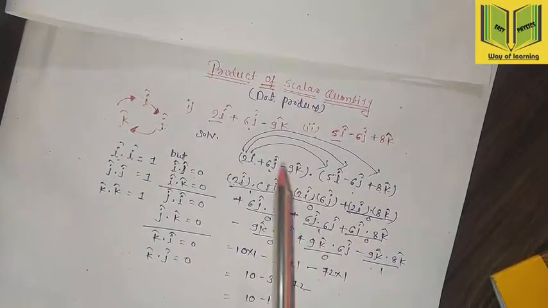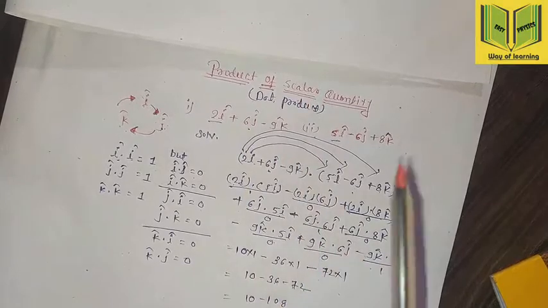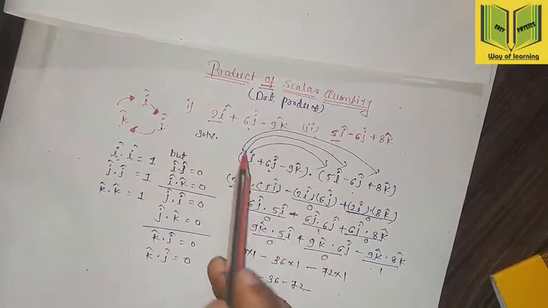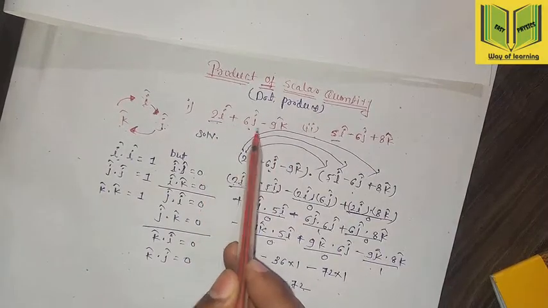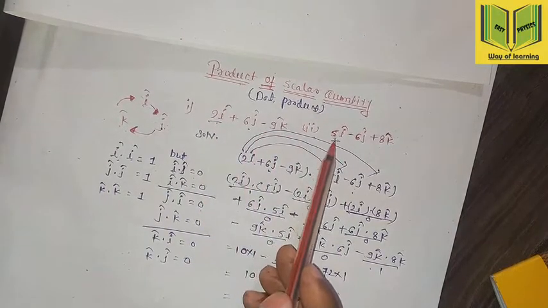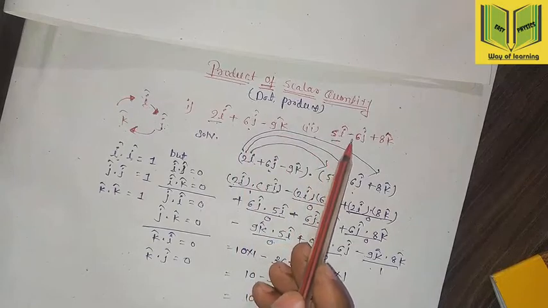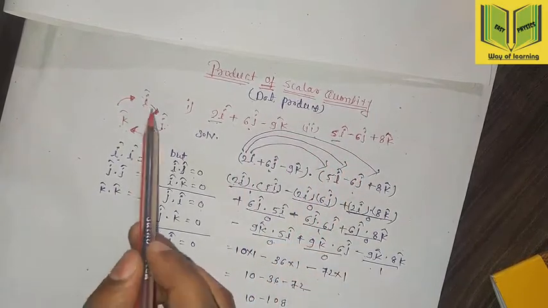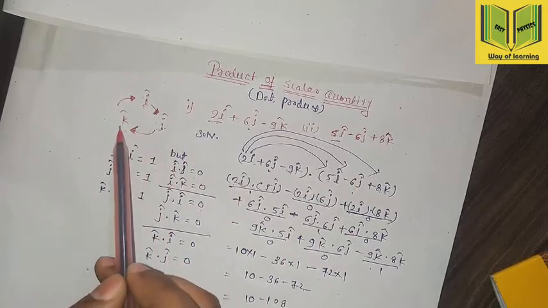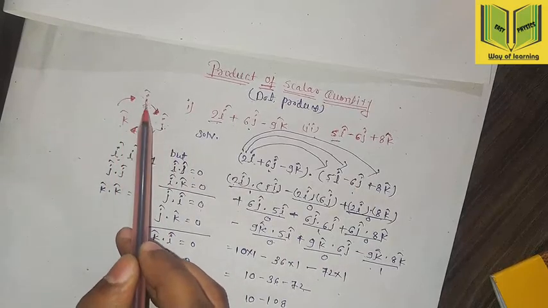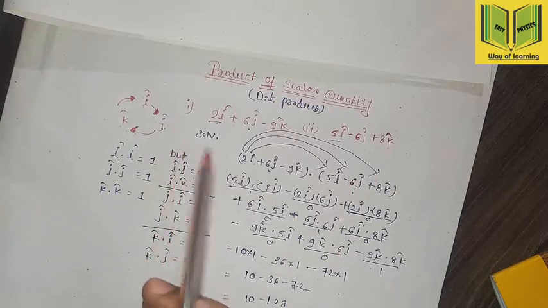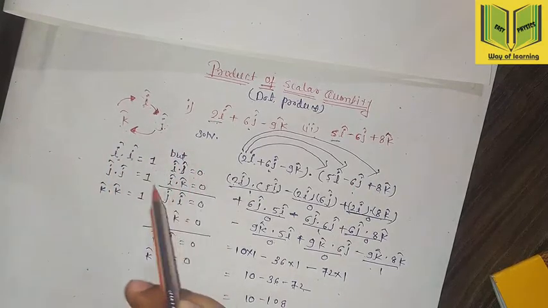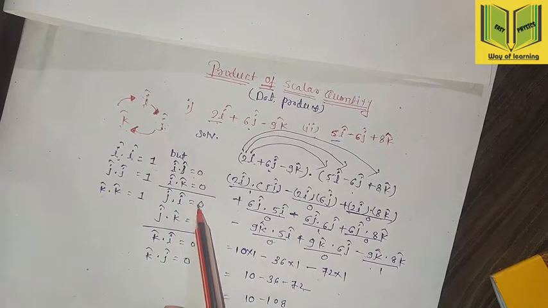Now we are going to discuss the product of vector quantities, or dot product. We have two equations: 2 i cap plus 6 j cap minus 9 k cap, and 5 i cap minus 6 j cap plus 8 k cap. This is a circle of i, j and k. If we are moving from i to j, we will get 0. If we are moving from j to k, again we get 0.